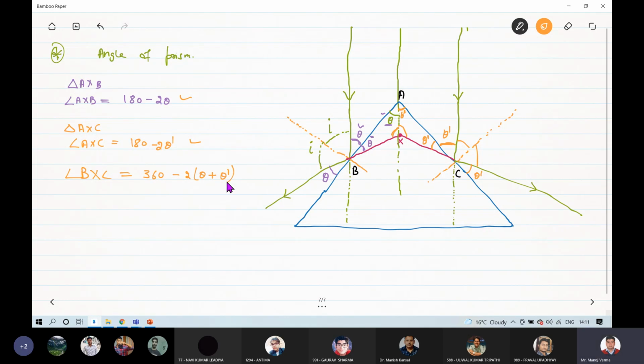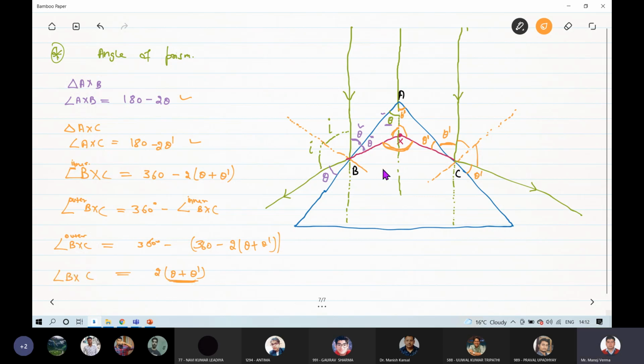Right, BXC will give me 360 minus twice of theta plus theta dash. Now this angle BXC, I will say this is the inner angle by definition, and the outer angle BXC will be equal to 360 minus inner angle BXC. So this angle BXC will be equal to 360 minus twice of theta plus theta dash. So it will be equal to twice of theta plus theta dash.